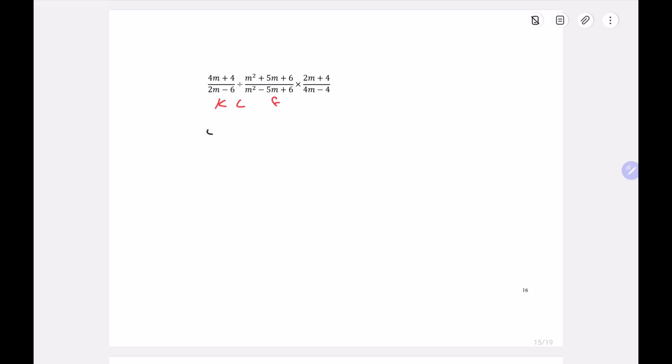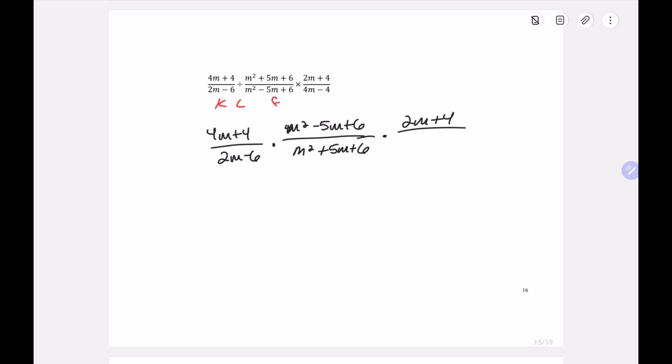So you'd have 4m plus 4 all over 2m minus 6 times, in the top you would have m squared minus 5m plus 6 all over m squared plus 5m plus 6 times 2m plus 4 all over 4m minus 4. If we look at factoring all of them, in the top left we would get 4 times m plus 1 all over 2 times m minus 3.